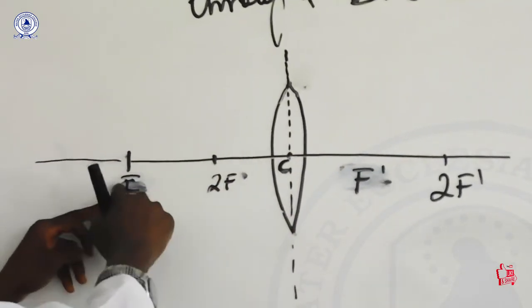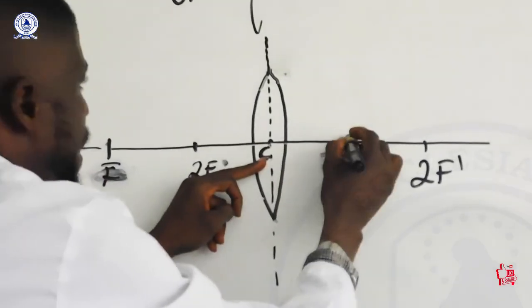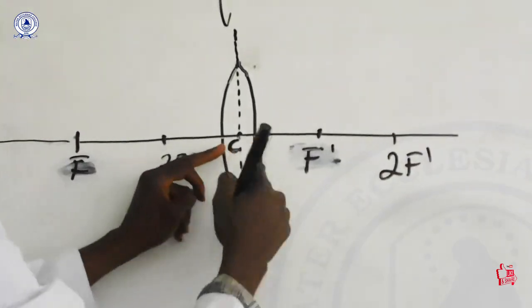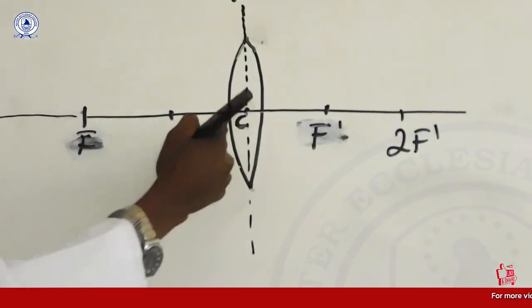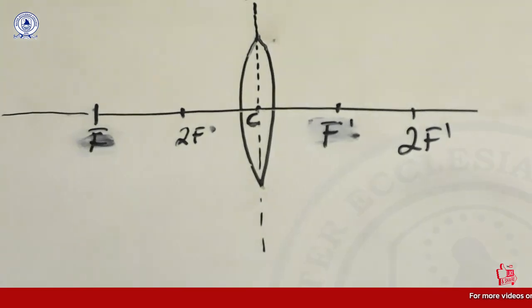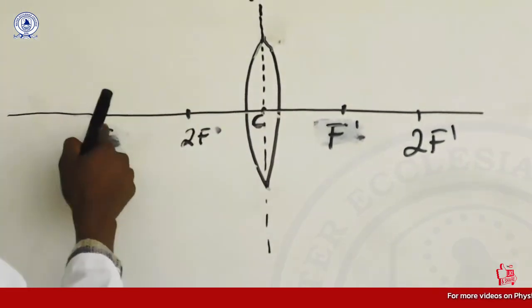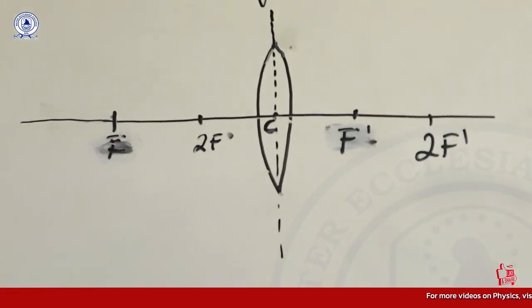2 cm, 2 cm. That is from C to F, you have 4 cm. From C to F, from C to 2F prime, you have 4 cm. From C to F, you have what? 4 cm. Are we good?